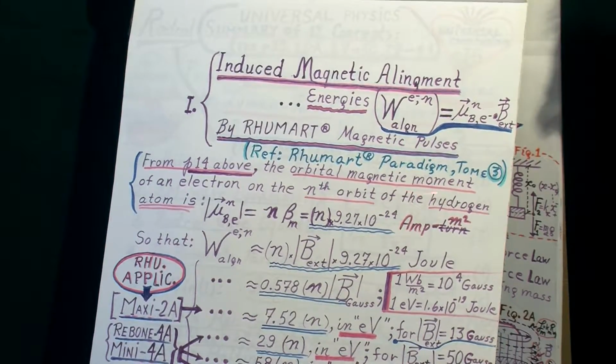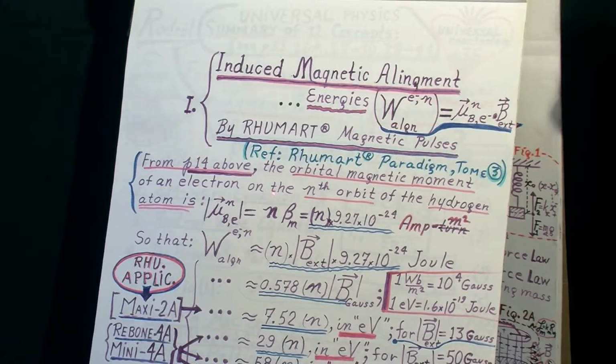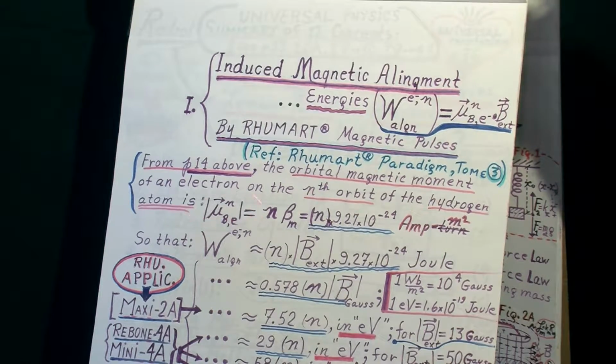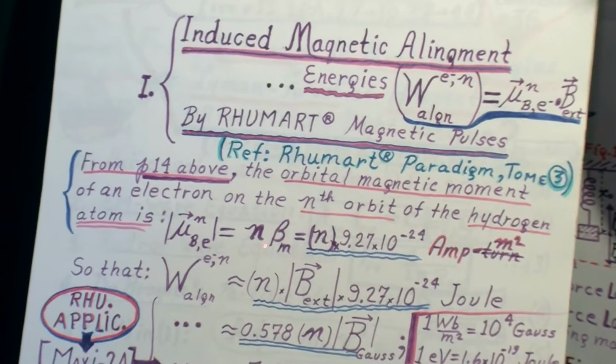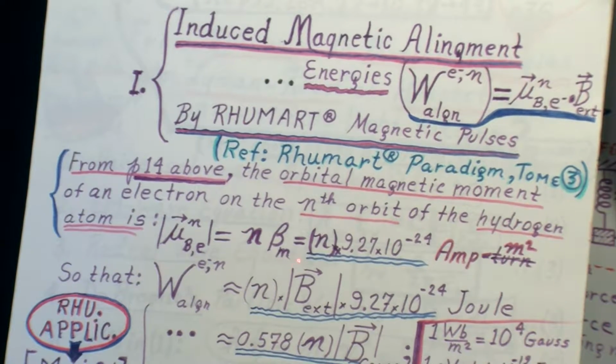The orbital magnetic moment of an electron on the nth orbit of the hydrogen atom, Bohr's model. The magnetic moment on the nth orbit will be n times, n being the quantum number, the Bohr magneton. We talked about it yesterday, and the Bohr magneton has this value. I know that you remember that. This is an ampere square meter, okay? Ampere multiplied by square meter.